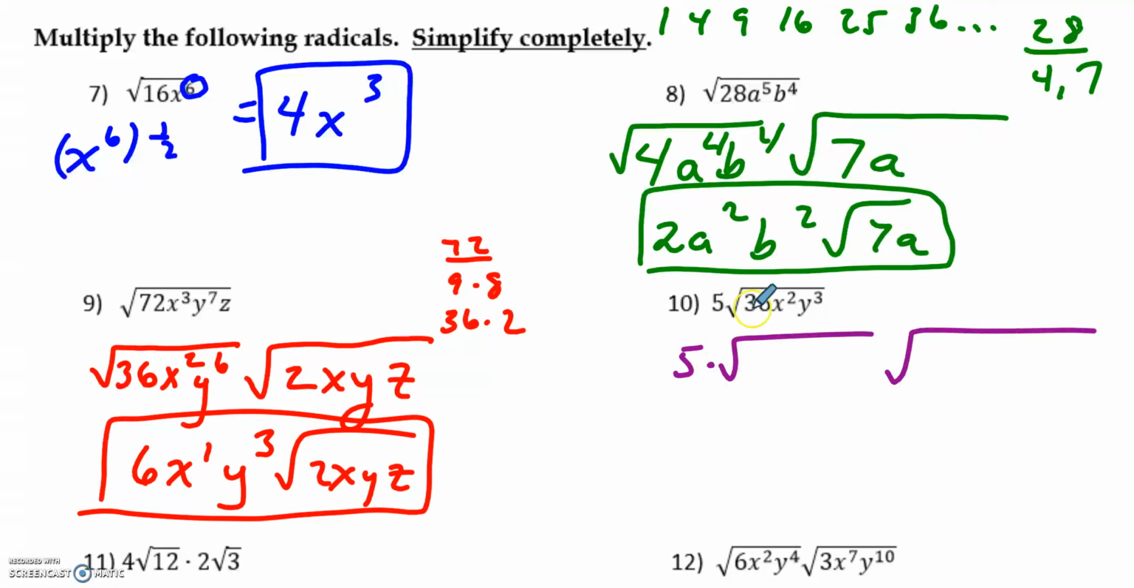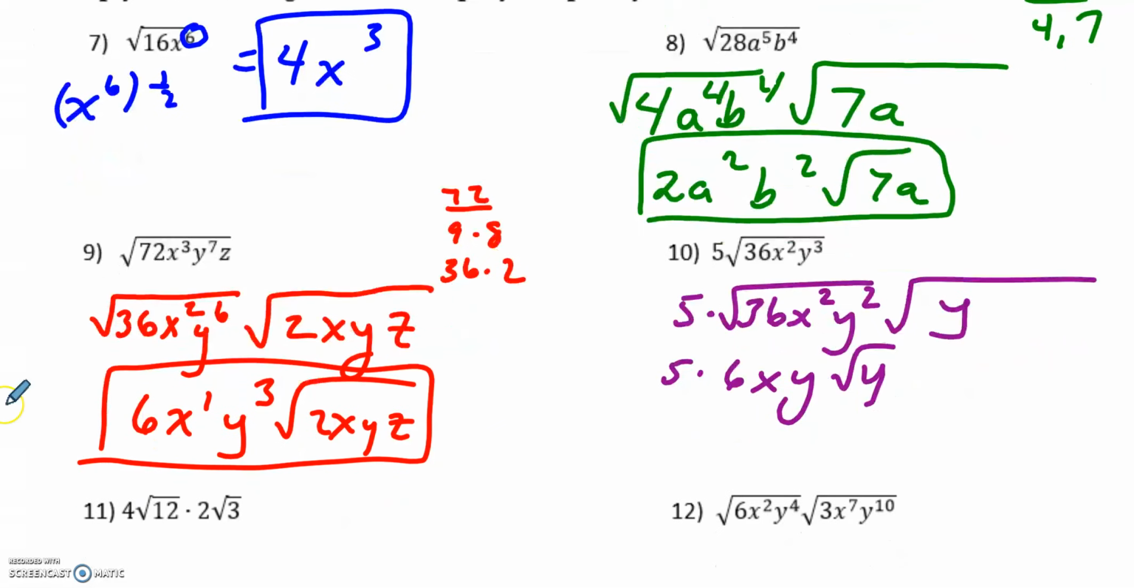And let's split this into perfects and not like the previous two. 36 is entirely perfect, x squared is perfect, but y to the third we could split into y squared times y. So I'd have 5 times, if I simplify this piece, that is 6xy root y. The 5 and 6 can then multiply, so my final answer will be 30xy root y.